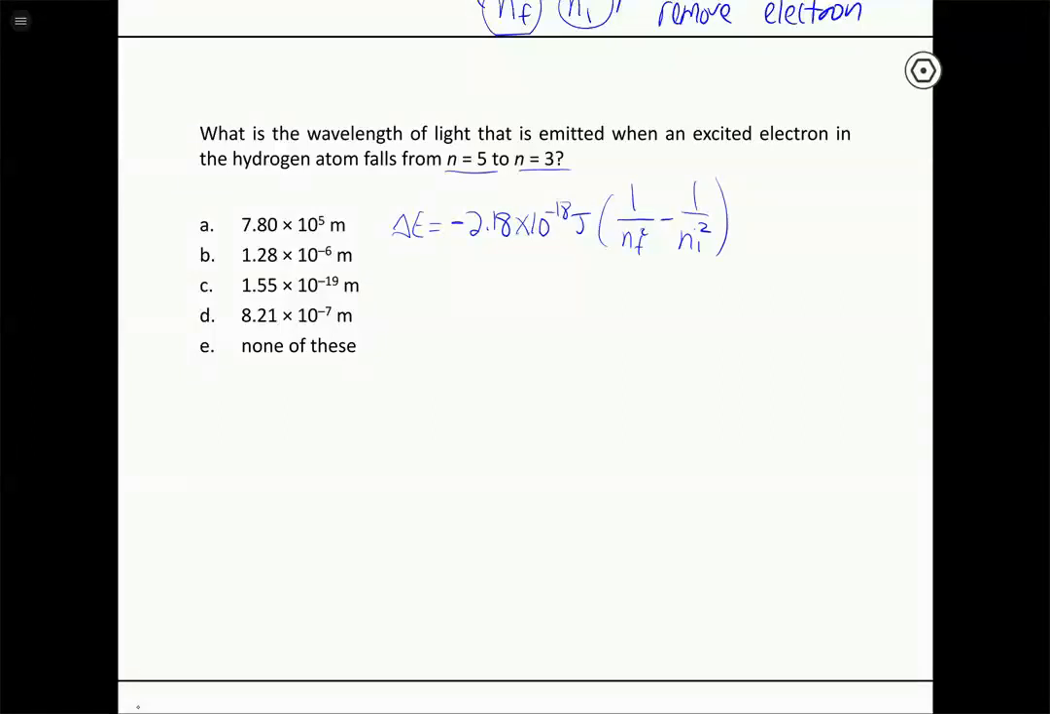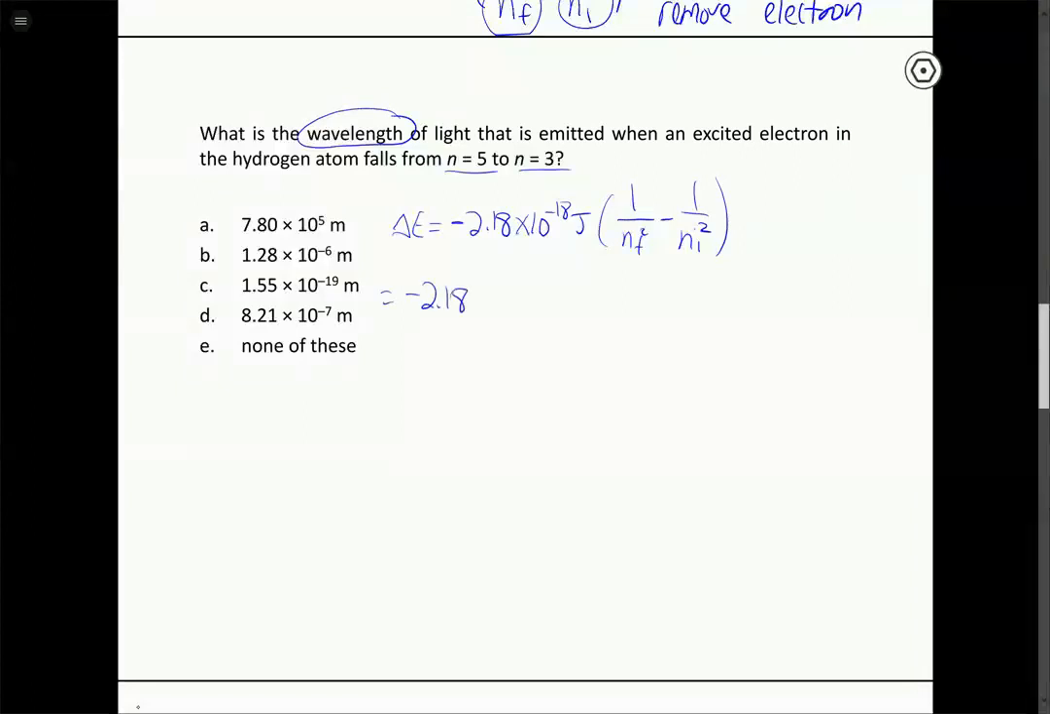Now keep in mind though, what the question is ultimately asking for us is the wavelength. So once we have that difference in energy, we have to be able to relate that to the energy of the photon that's involved, as well as then the wavelength of that photon. So there's going to be a couple additional steps here. But first let's apply this equation to find delta E.